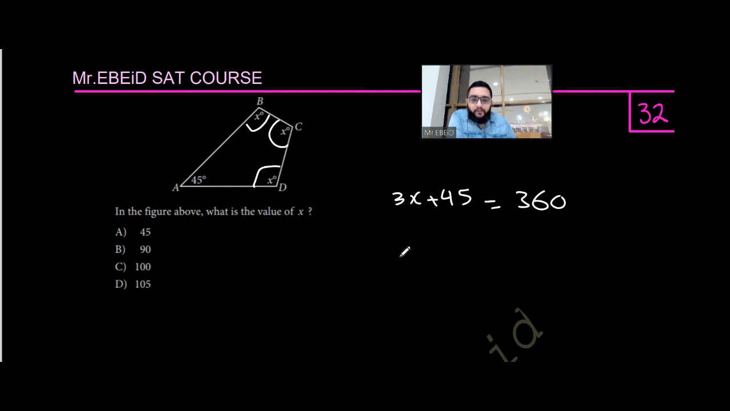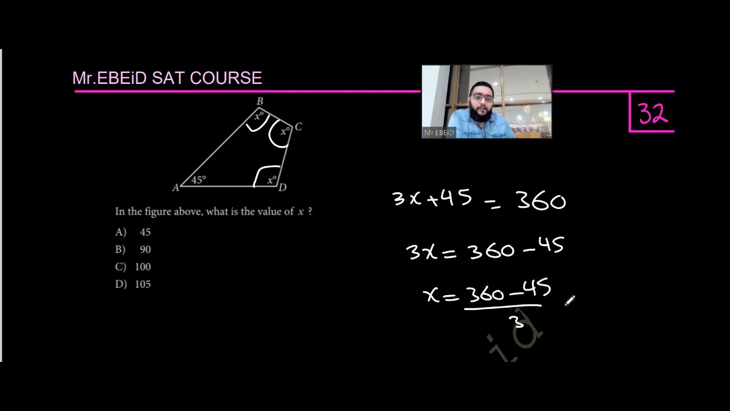Using a calculator, you can find the value of x, or you can subtract: 3x equals 360 minus 45. So x equals 360 minus 45 divided by 3, which equals 105, an obtuse angle.